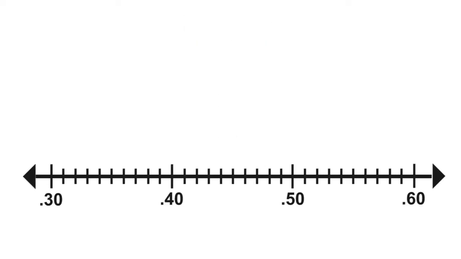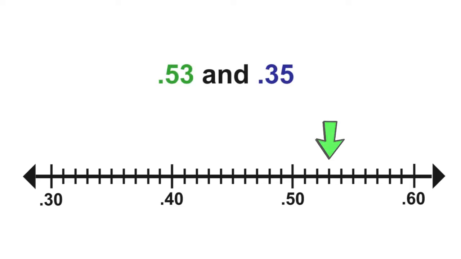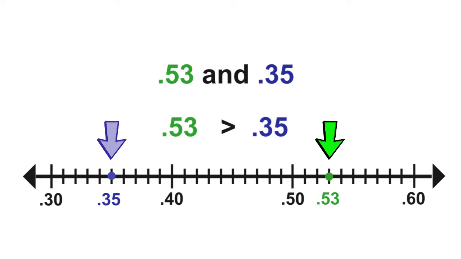Let's start by comparing decimals using a number line. The first set of decimals to compare are 53 hundredths and 35 hundredths. Start by finding 53 hundredths and make a mark and label it on the number line. Next, find 35 hundredths and make a mark and label it on the number line. 53 hundredths is to the right of 35 hundredths and is therefore a larger amount. The correct symbol would be greater than. 53 hundredths is greater than 35 hundredths.